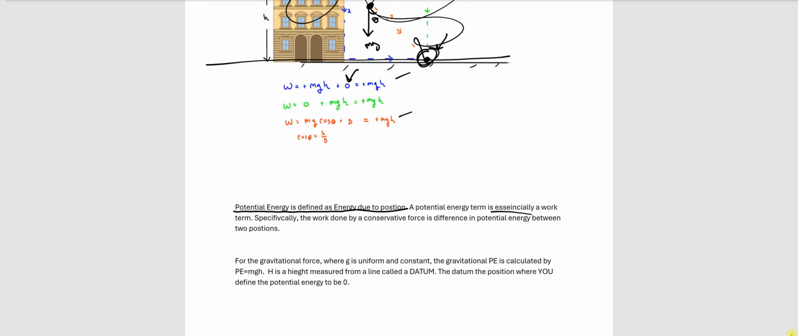So, backing up here, for the gravitational force, where g is uniform and constant, the potential energy associated with it is mgh, where h is the height measured from a line called the datum. Now, the datum is a position that you define the potential energy to be 0. And we'll talk about why you can do that mathematically later on. So this is a concept you should be familiar with from physics.